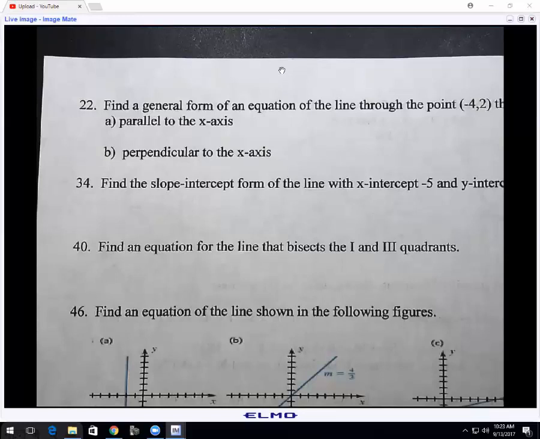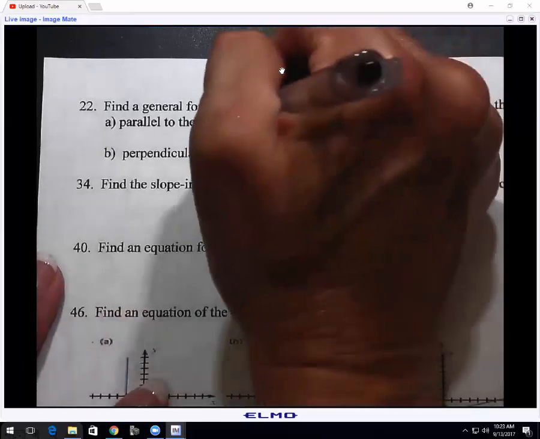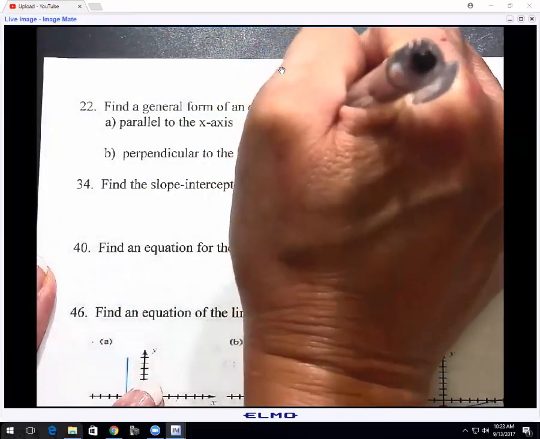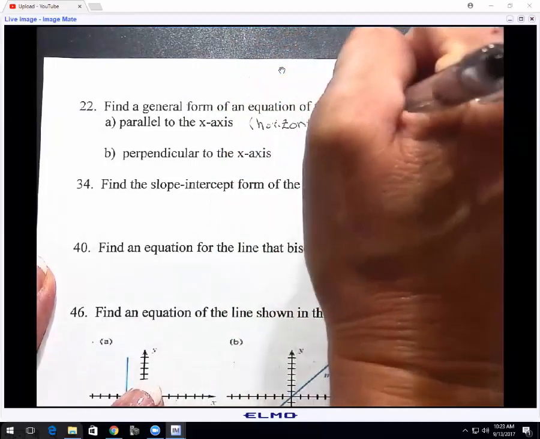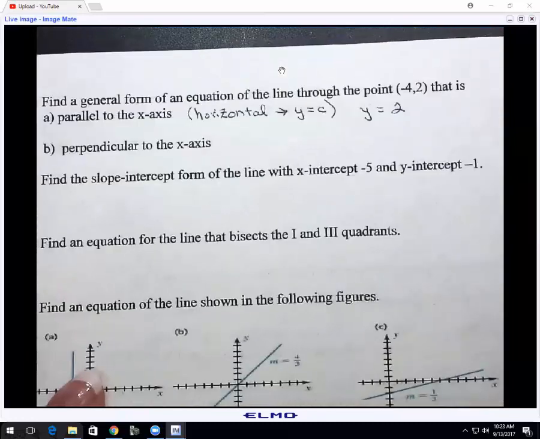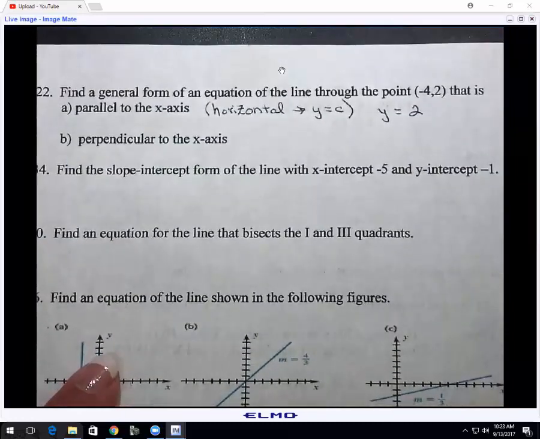So if I'm on a line that's parallel to the x-axis, it's horizontal, is it going to be x equals something or y equals something? Y equals something, and if it goes through that point, what's the y going to have to be? Yeah. There's no steps I can write down on that. Maybe it'll help to write down the word horizontal. But the answer is just y equals -2, and it really doesn't take any work to get there.